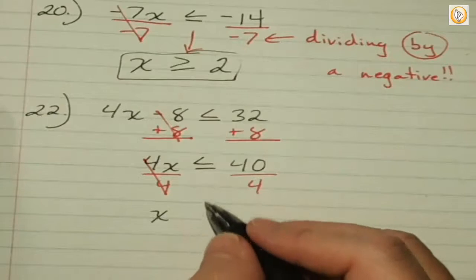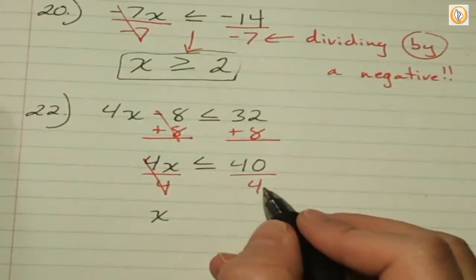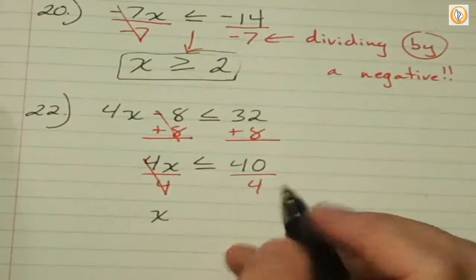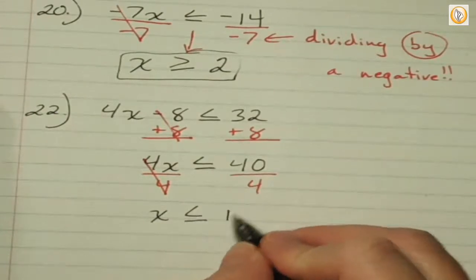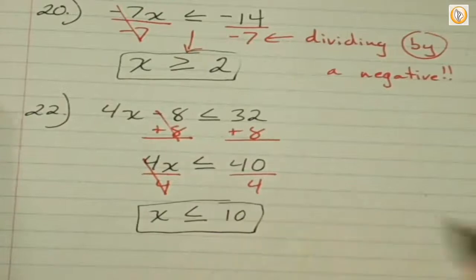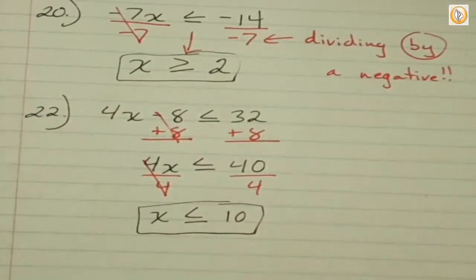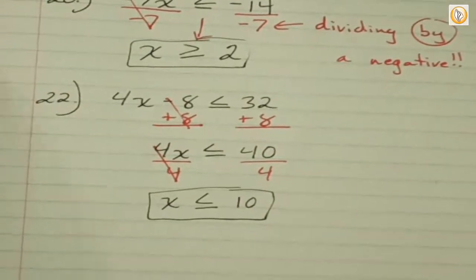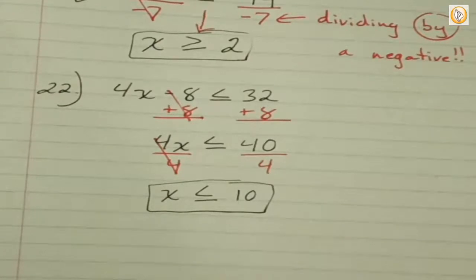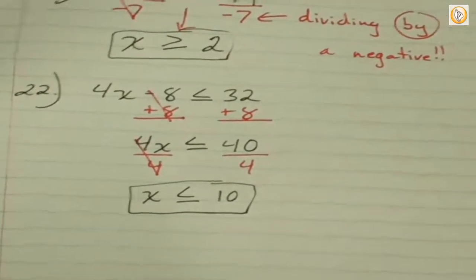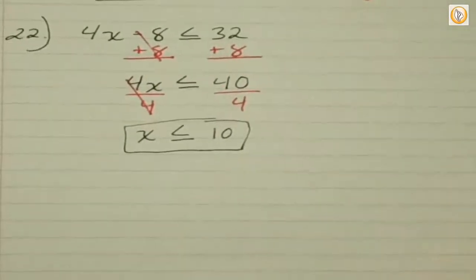Does the sign stay the same? Yes, because we're dividing by a positive. And 40 divided by 4 is 10. Any questions? I have 2 more. Does everyone have this down? Okay.